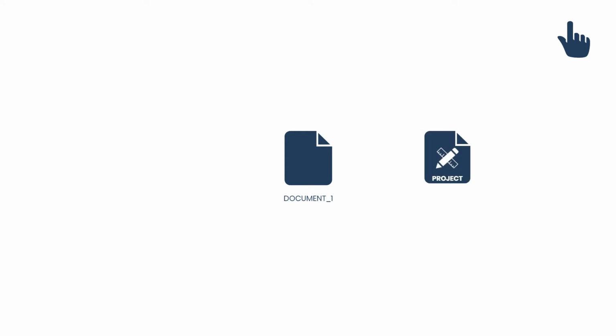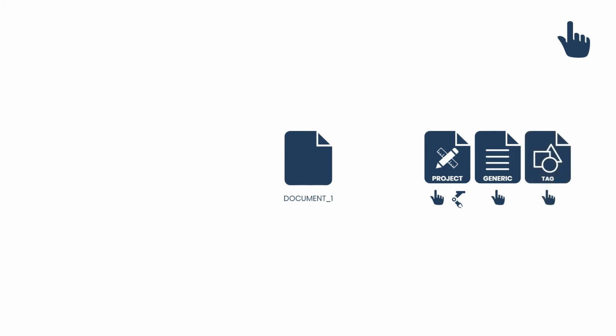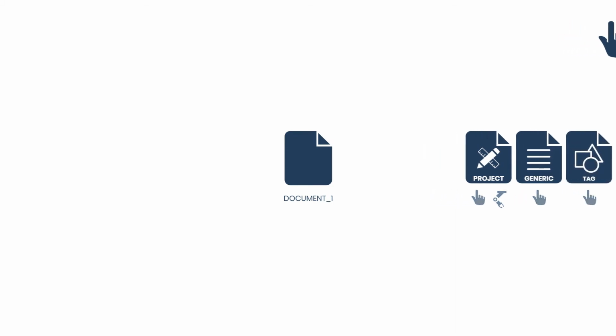Project documents use either a manual input or automatic naming for their file names. Generic documents use a manual input for their file names. Tags use a manual input for their file names through the tag number.